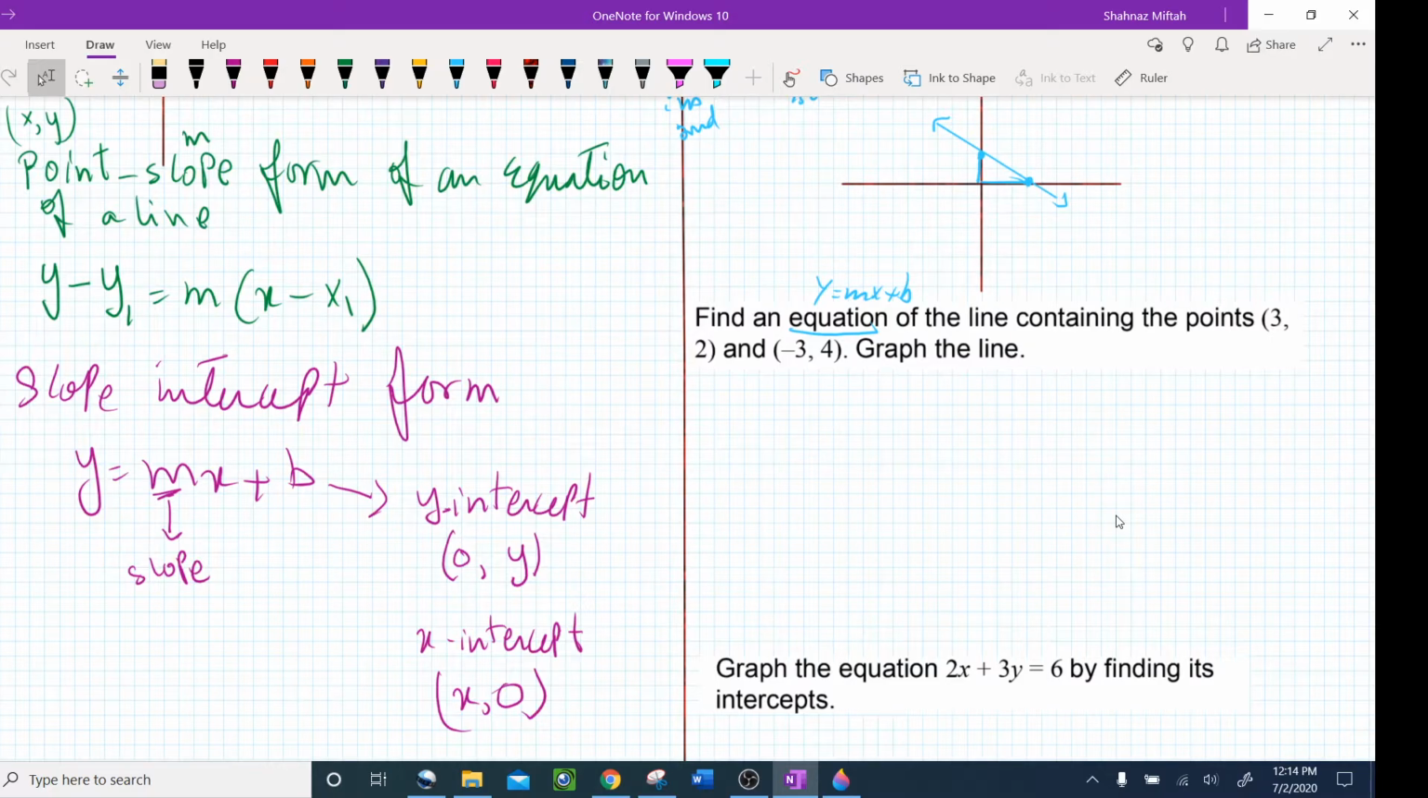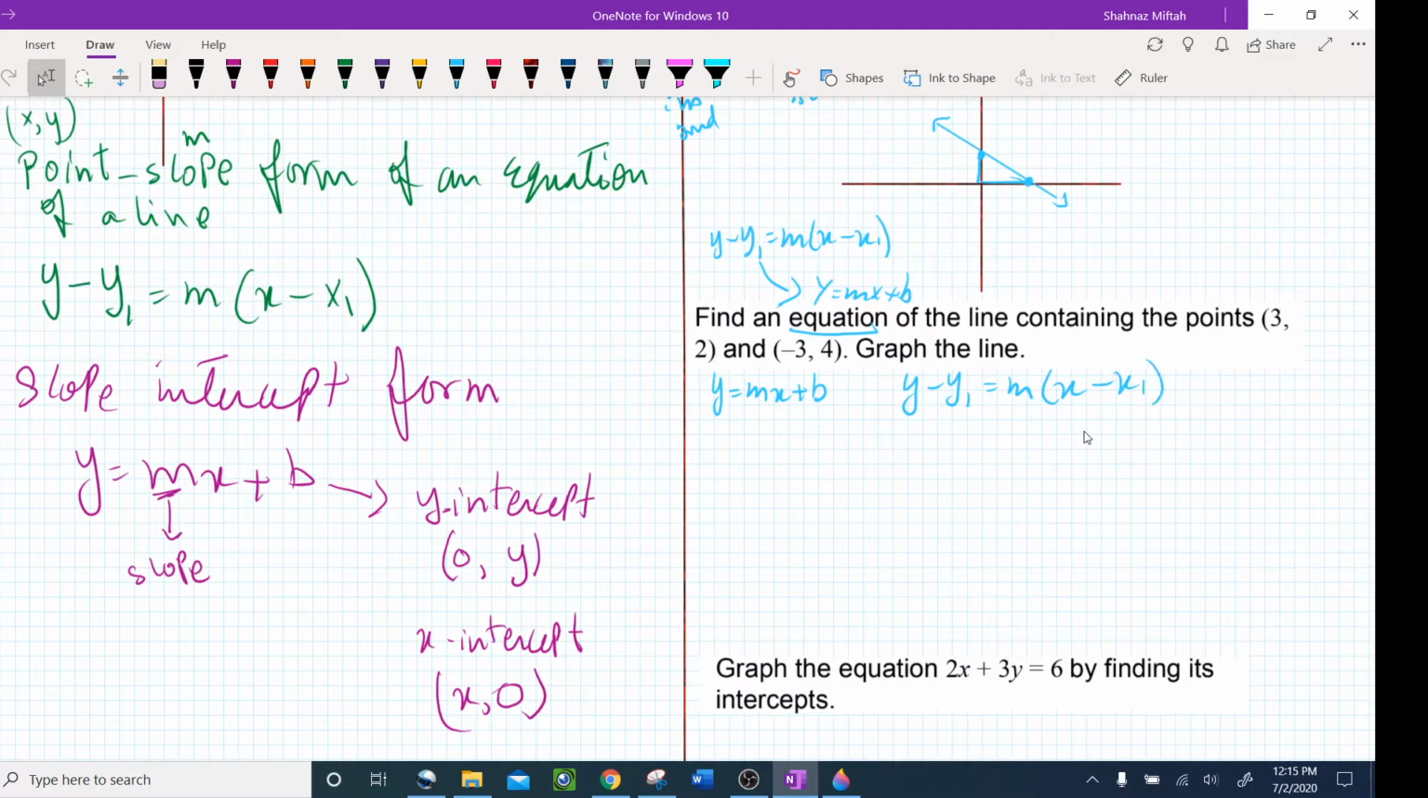The line containing the points 3, 2 and negative 3, 4, graph the line. Okay, so let's find first all of this. So y equals mx plus b. But you do know you have points, right? So you can also use, by the way, the other equation, y minus, the point slope. It's your choice, whichever works for you. Because the point slope, when you plug in all the values and you solve for y, you will end up with y equals mx plus b. So let's use the point slope, and we will change this to y equals mx plus b at the end, because that's what we need for the equation, right?